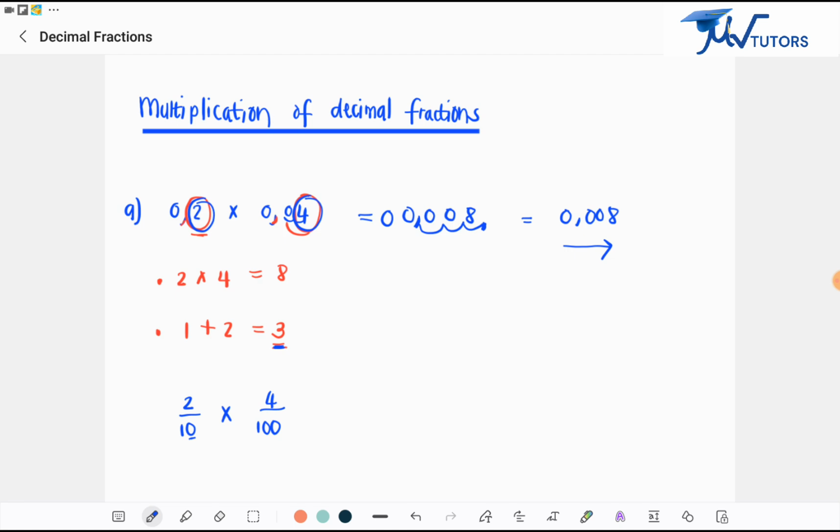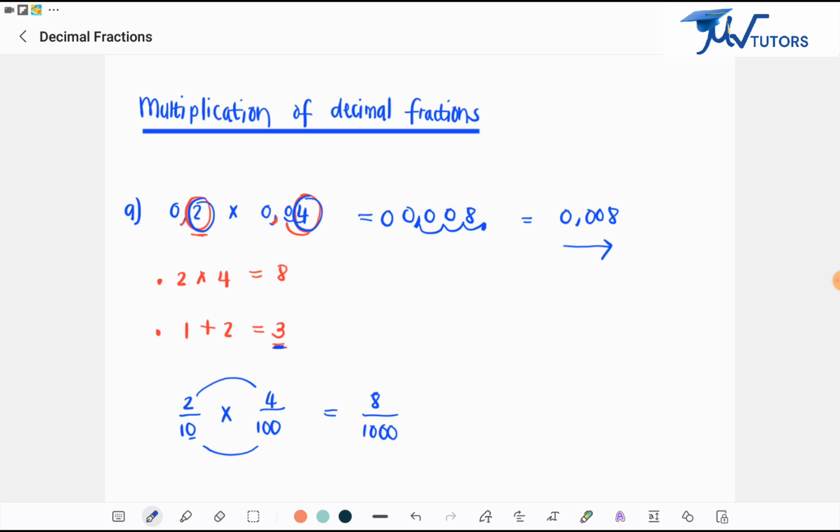So how do I multiply common fractions? Remember how we deal with that? Basically, you just multiply the numerators together. That's 2 times 4, that's 8. And we're going to multiply the denominators. So 10 times 100 will be 1,000.